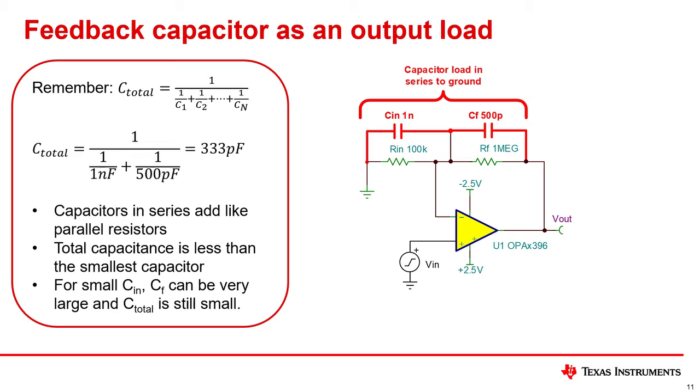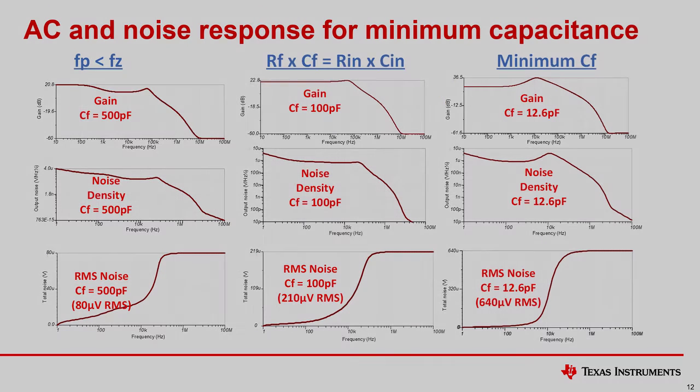Depending on the amplifier, a capacitive load in this range may introduce stability problems. Keep in mind that the total capacitance in a series circuit will be less than the smallest capacitor. For this reason, if Cin is small, the total capacitive load will be small regardless of what the feedback capacitor is. This is the reason that for most amplifier configurations, making Cf large does not degrade the circuit stability.